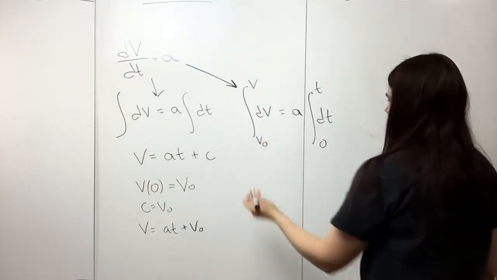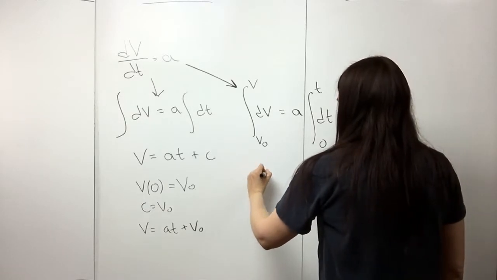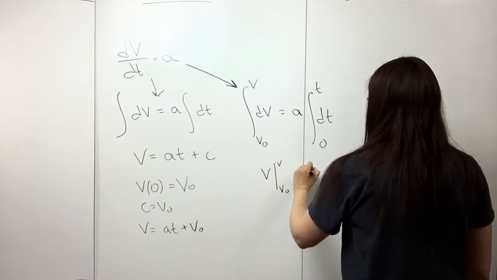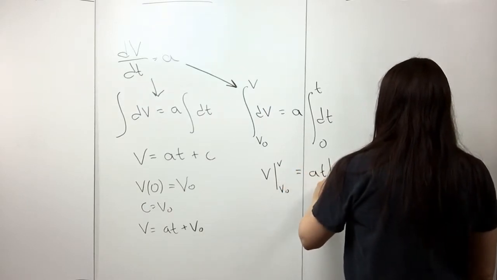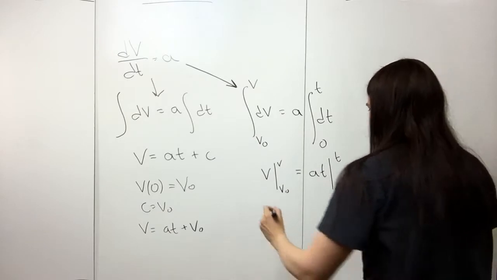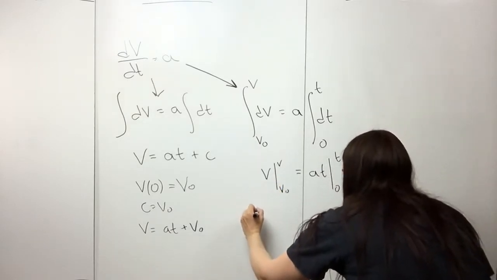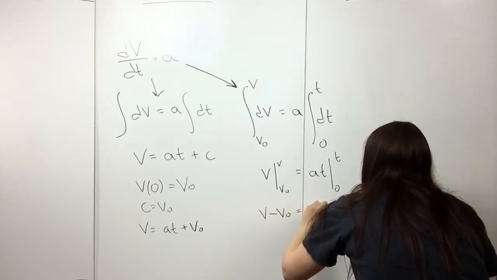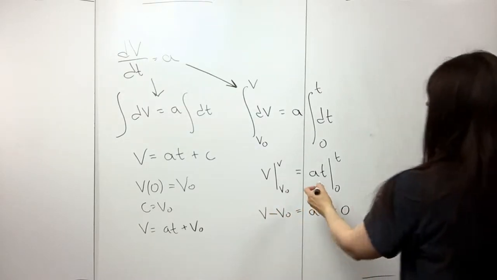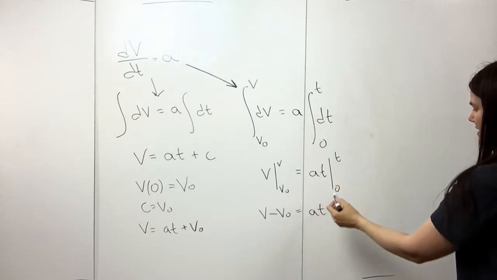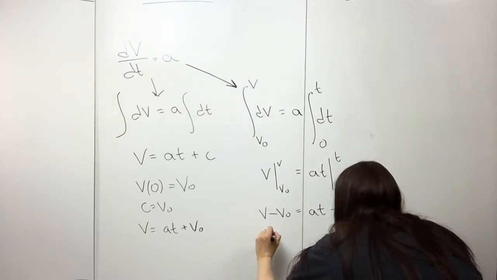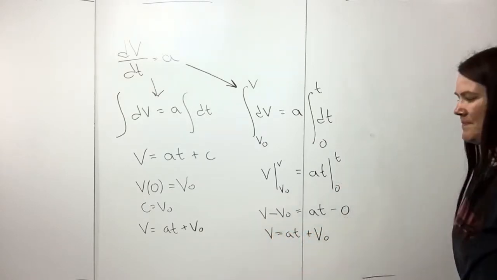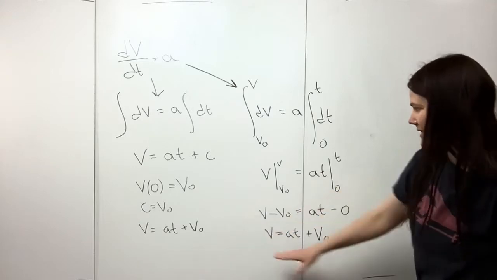Then if you integrate this, we know that this is just v, and if we apply the limits, it is equal to at, and same thing with this one, we need to apply the limits. Once we apply these limits, we get v minus v naught is equal to at minus 0, because a time multiplied by 0 is 0. So then this is just equal to v equals at plus v naught. So you get the same answer.